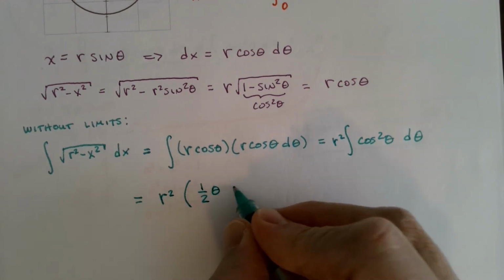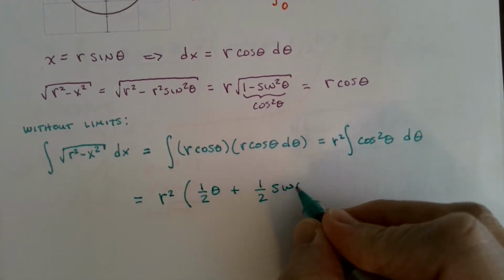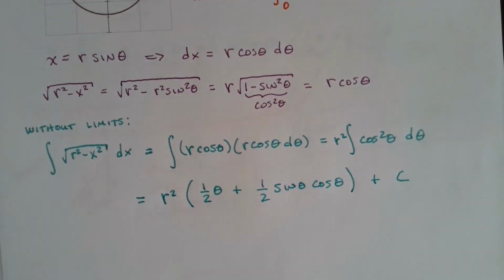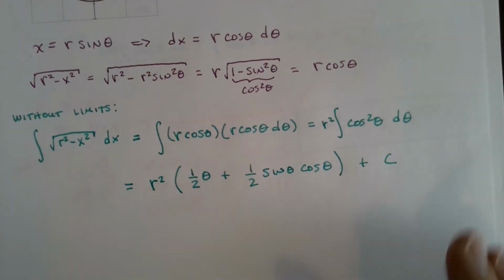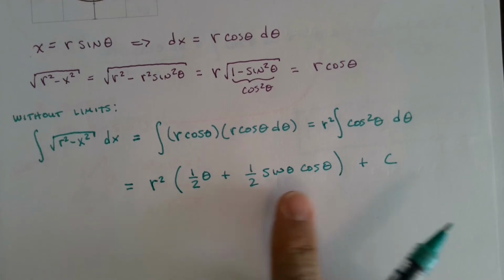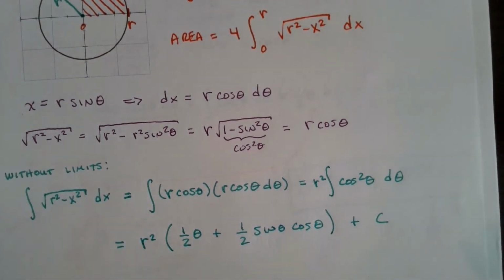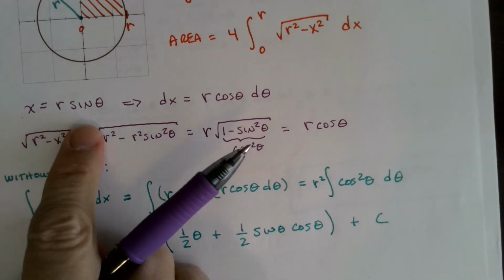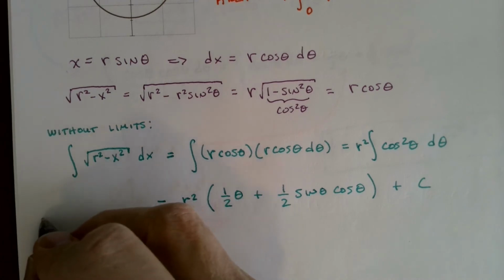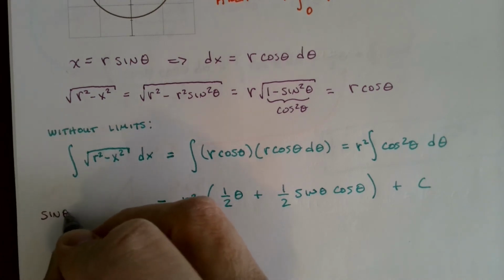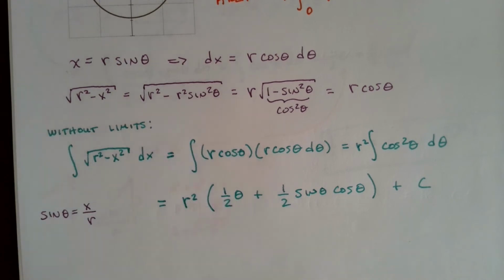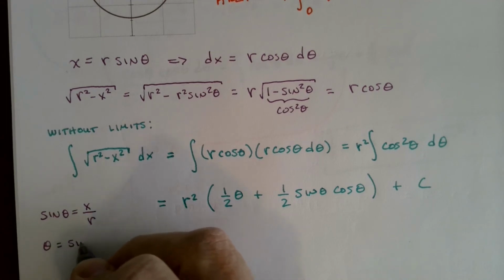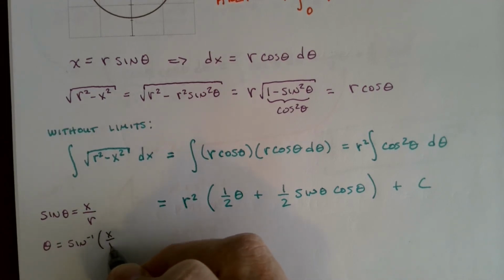And so that's going to be 1/2 theta plus 1/2 sine theta cosine theta plus c. Now, what is theta, sine theta, and cosine theta? Well, we know from up here that x is r sine theta. So therefore, sine theta is x divided by r. And in particular, theta is the inverse sine of x over r.